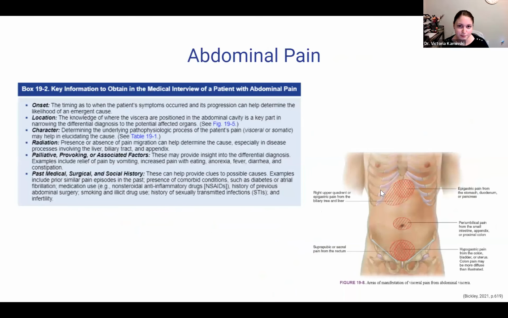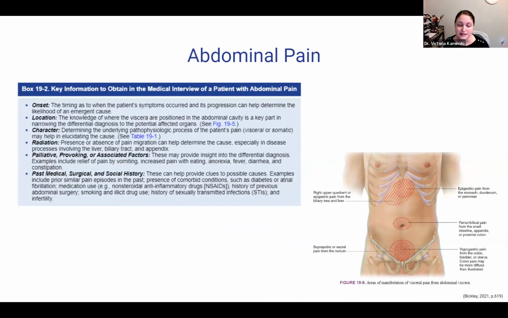So you'll find in your Bates book some really great items in terms of how to do key assessments with the abdomen, but specifically, we talk about using OLD CARTS. So when somebody's coming in with abdominal pain, we want to know that onset, location, character, radiation, palliative, provoking, and associated factors, and then their past medical and surgical history, as well as their social history, and if there's anything there contributory.